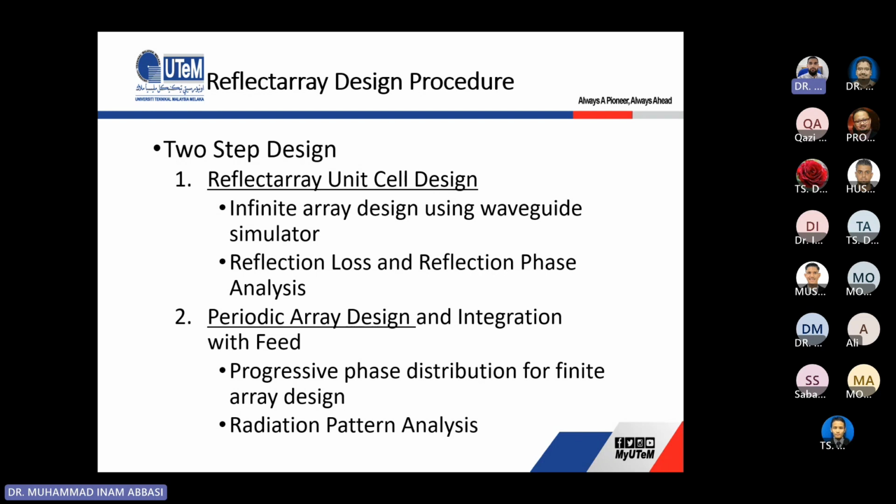Okay, so once the unit cell design is finalized, we go for the periodic array. For the periodic array, we have to do the progressive phase distribution for the finite array design. We have to make sure that we place the elements in such a way that we can get the reflected beam as we desire. And then we do the analysis based on the radiation pattern. But when we design the periodic array, let's say in software like CST or HFSS, we cannot use it.